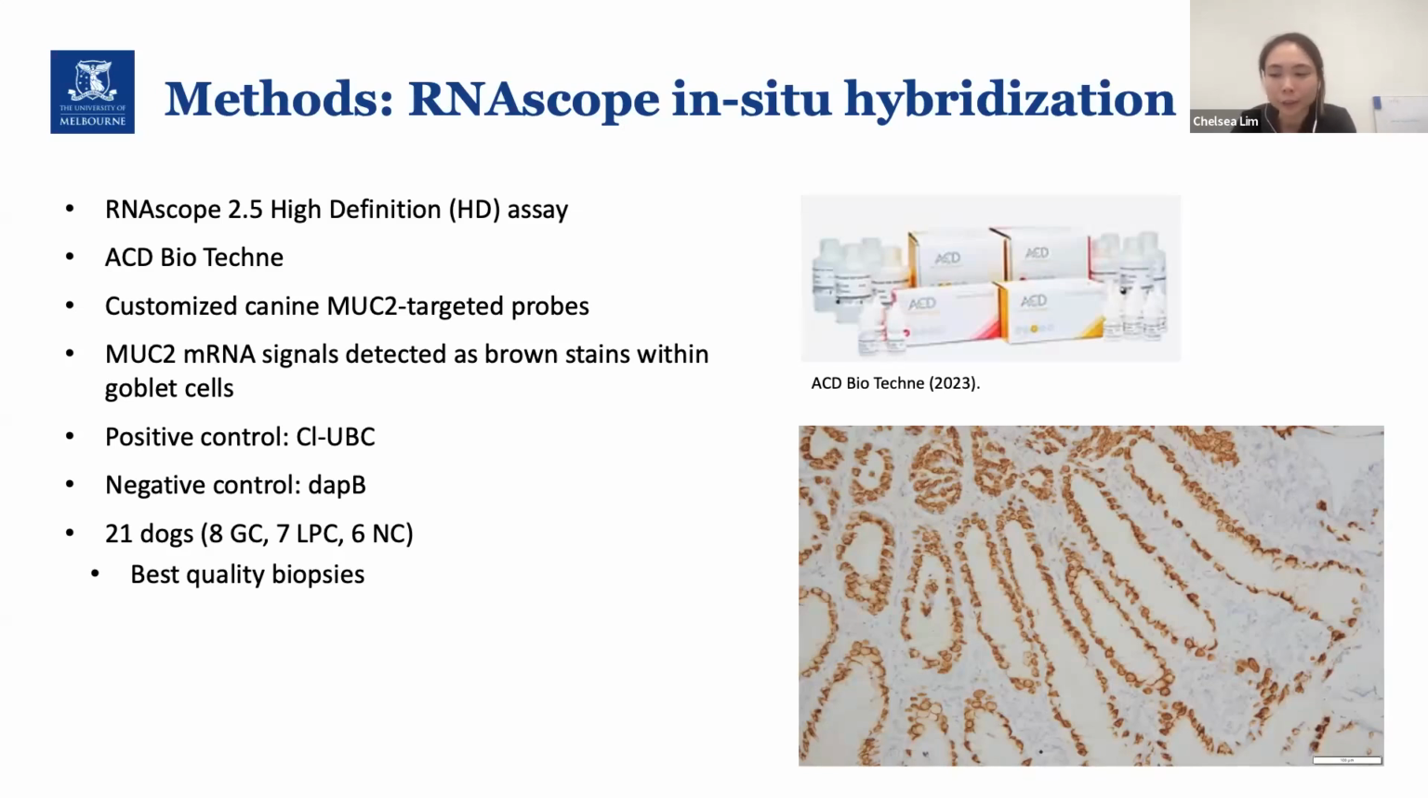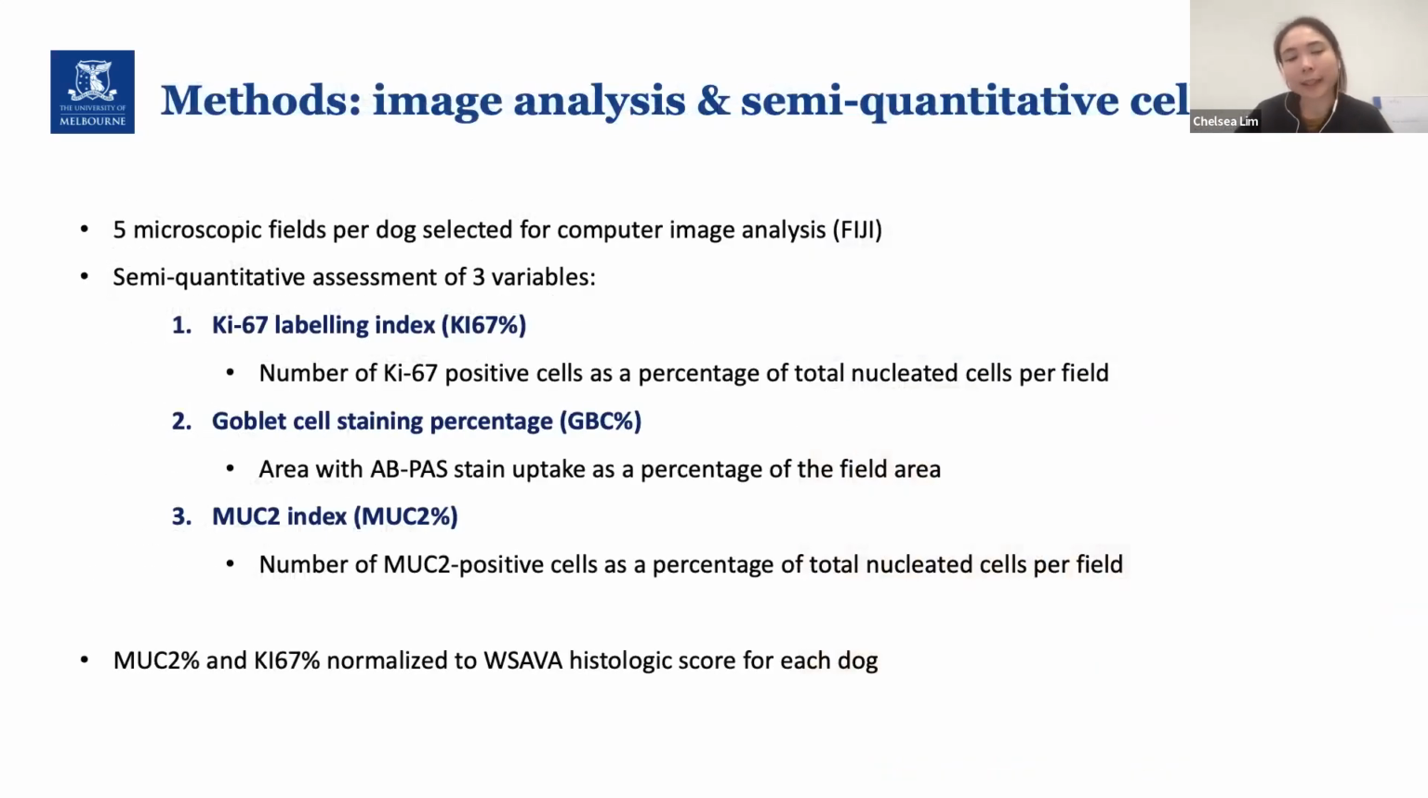Due to limited research funding and reagents, only the best quality biopsy samples were selected for the RNAscope assay. And this included a total of 21 dogs, 8 GC, 7 LPC, and 6 NC dogs. Following cell staining, 5 representative microscopic fields per dog containing longitudinally oriented crypts were then selected by a single observer, myself, from digitally scanned slides.